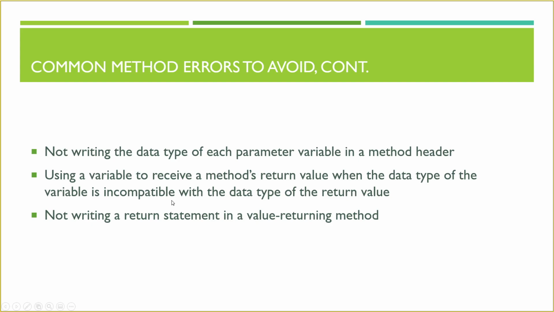Using a variable to receive a method's return value when the data type of the variable is incompatible with the data type of the return value. So if I'm returning the word apple from a method, I don't want to try to store the word apple in an integer variable. I would need to store that word in a string variable. And the last common mistake with methods is forgetting to write your return statement in a value returning method.